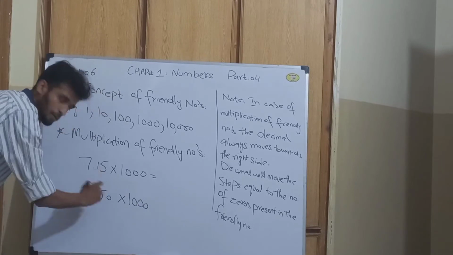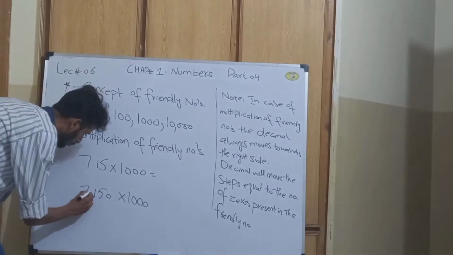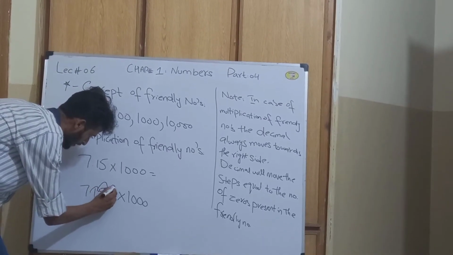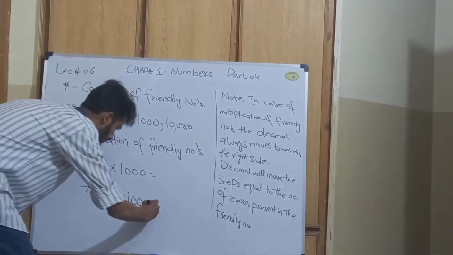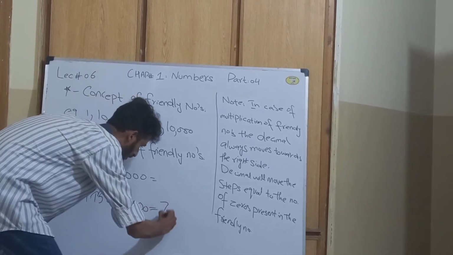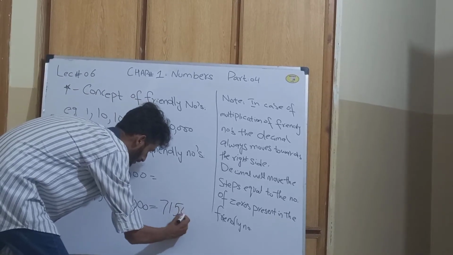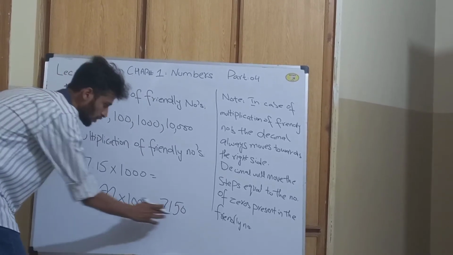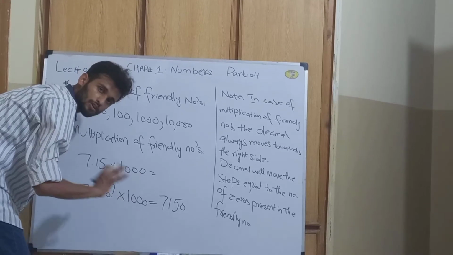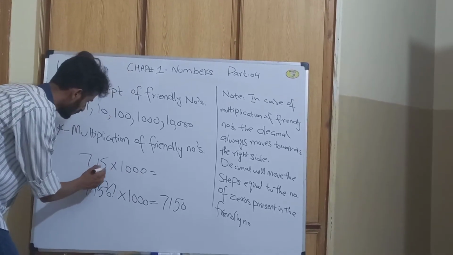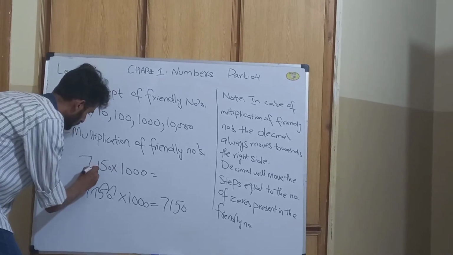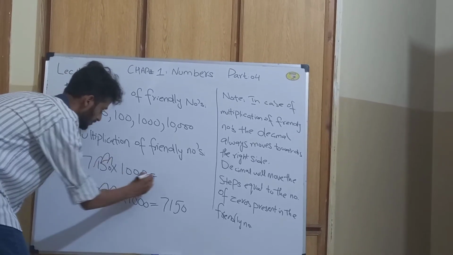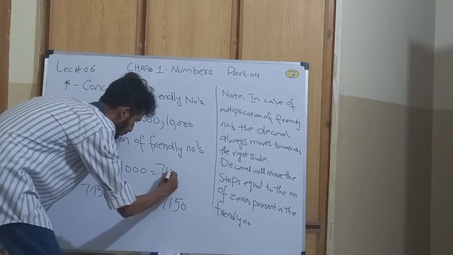Now move this decimal towards the right side. One step, second step and third step. The decimal will come towards the end. So the answer will be 7150. At the end we don't have to show the decimal. It's not necessary. So the answer will be 7150.